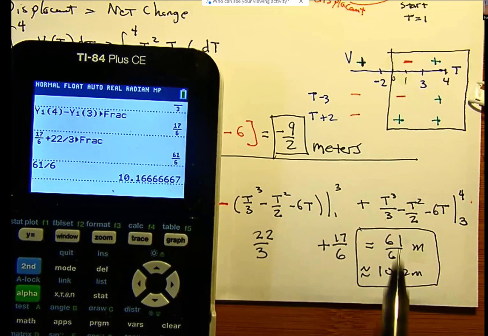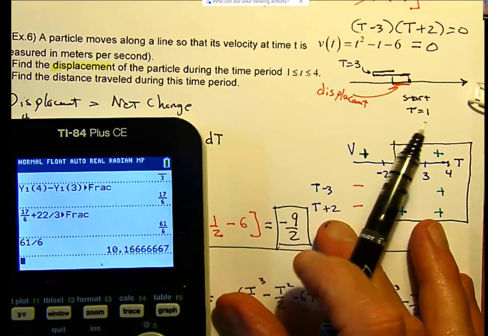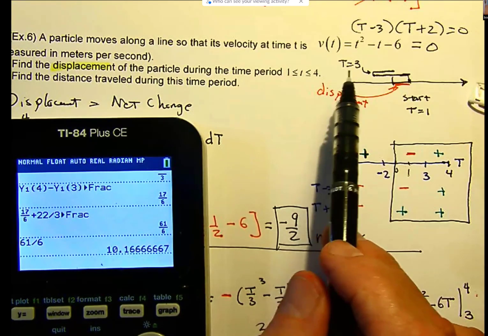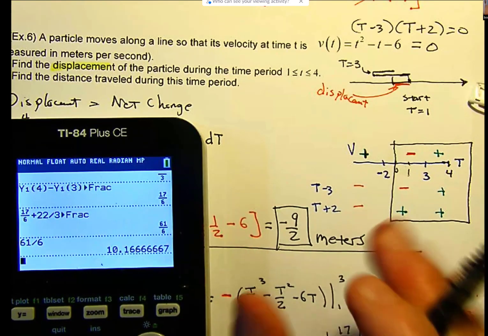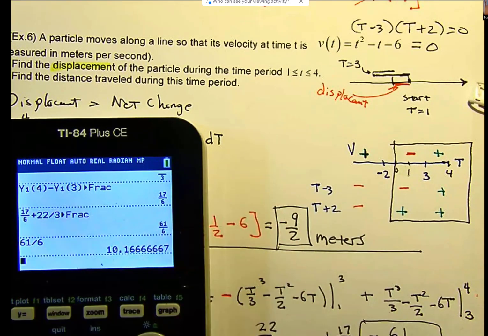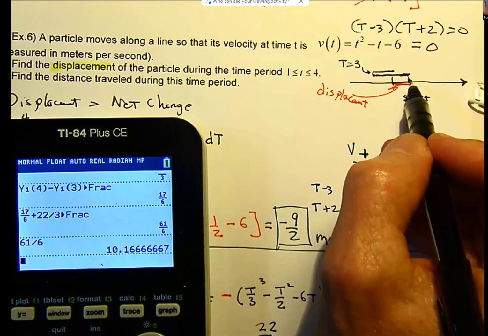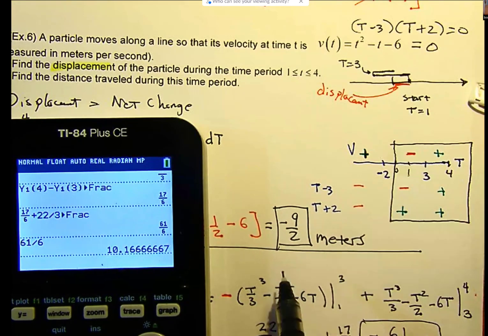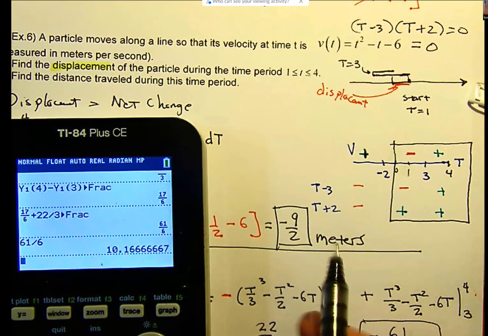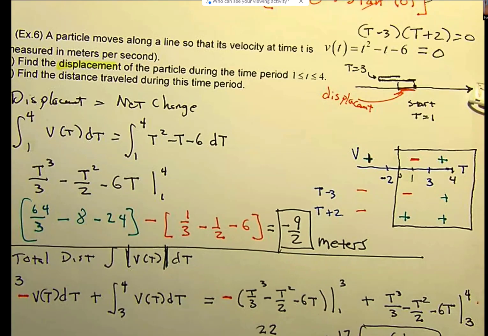So the total distance the particle was moving, we take all the backwards distance and all the forward distance, was 10.2 meters. But the displacement is the net change. When the whole story is done, we started here, ended here, and that means we were backwards 4.5 meters. All right, so there we go. We got this application done.